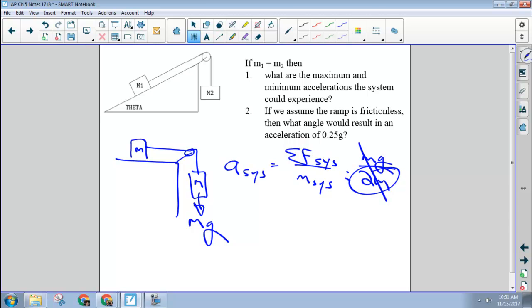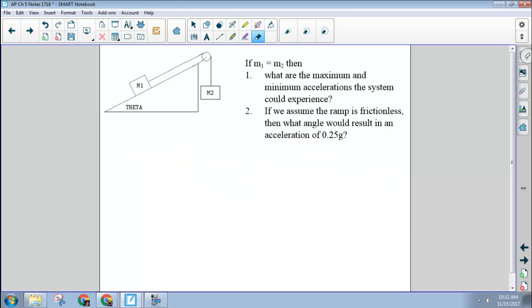All right, it says if we assume the ramp is frictionless, what angle would result in an acceleration of 0.25 g? So here we actually have to do some calculations. Was I too hand-wavy with that first part? Are we good? You guys got to ask questions if you have them.